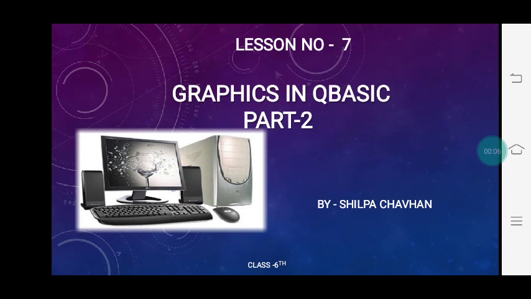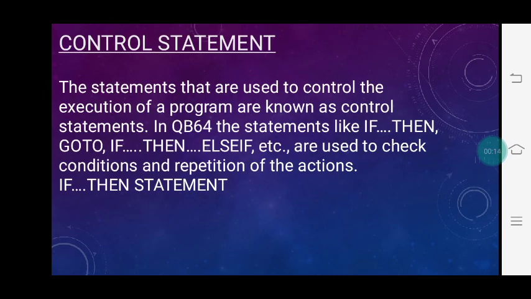Today we are going to start part 2 of lesson number 7, graphics in QBasic. Control statement. The statements that are used to control the execution of a program are known as control statements. In QB64, statements like if then, go to, if then else, if then else if are used to check the condition and repetition of the actions.